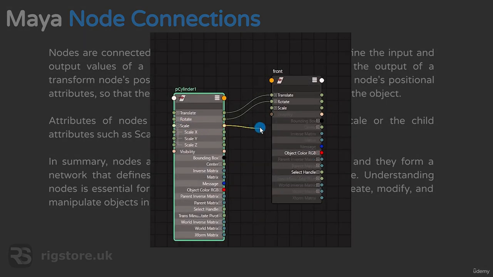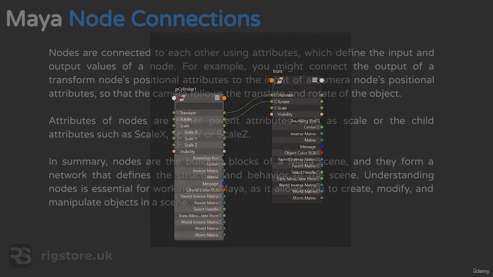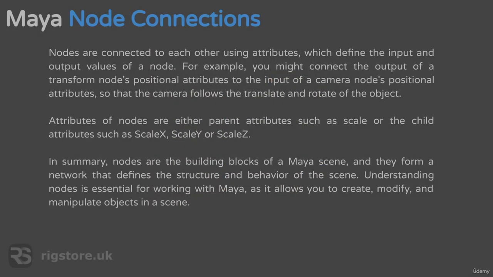Attributes of a node are either parent attributes such as scale, or child attributes such as scale X, scale Y, or scale Z. In summary, nodes are the building blocks of a Maya scene, and they form a network that defines the structure and behavior of a scene. Understanding nodes is essential for working with Maya, as it allows you to create, modify, and manipulate objects in a scene.